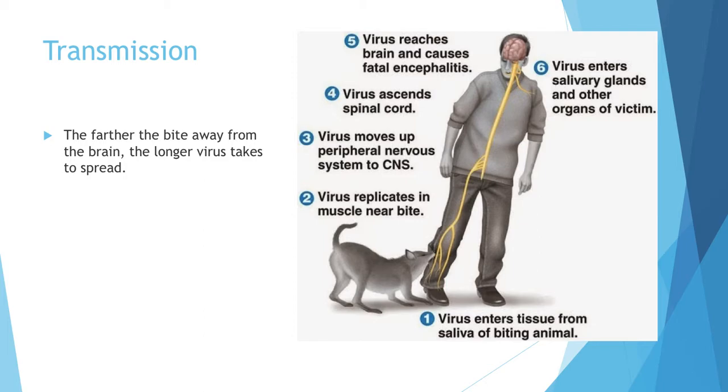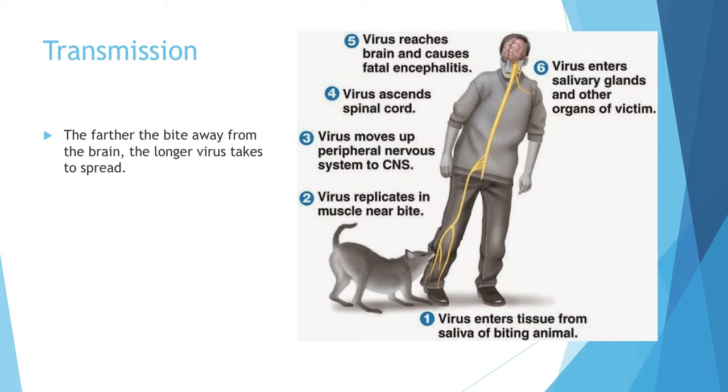The virus enters the peripheral nervous system after replication in muscle at the site of the bite received from a rabid animal. After that, the virus starts traveling toward the central nervous system through afferent nerves. So the farther the bite is from the brain, the longer the virus takes to spread. This is the only phase where rabies can be treated through vaccination before it becomes symptomatic, but the virus cannot be easily detected in the host.